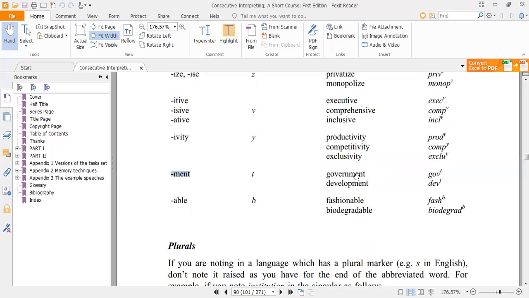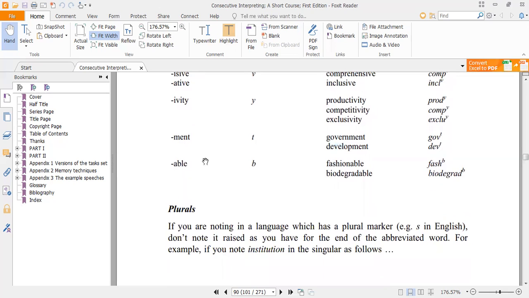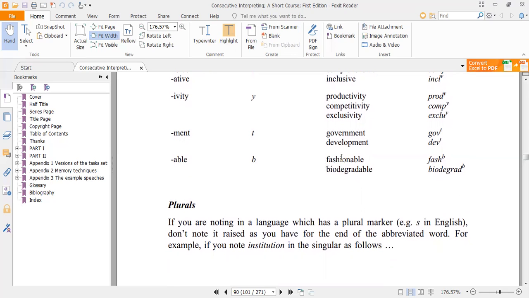We can take "T" for any word as an abbreviation for the morpheme "-ment". For example, government: we can take the first three letters, "gov", and we write T above it, meaning government. Development: "dev", the first three letters, then T refers to "-ment", written above, and so on and so forth. "-able", we can take it as B. For example, fashionable: we can write "fash", the first four letters, and B above, which is the abbreviation of "-able".